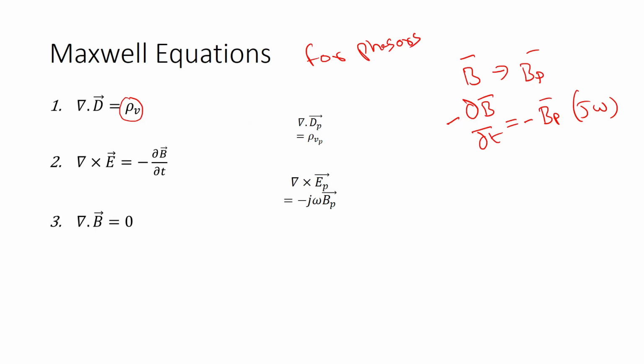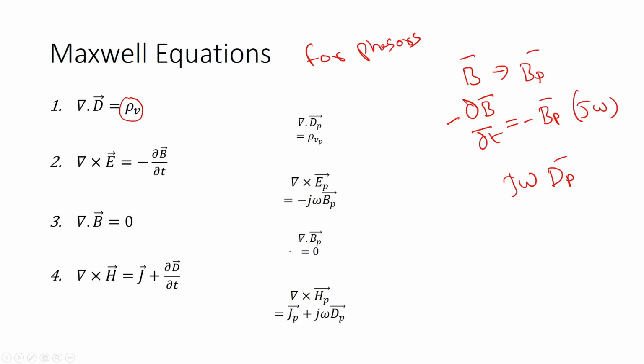Similarly, I have del dot B bar equal to 0. Now, if I write it in phasor form, then del dot Bp bar is equal to 0. Similarly, del cross H bar is equal to J bar plus dou D bar by dou t. Now, if I write it in phasor form, I would get that the phasor of this is Jp bar, but the phasor of this, similar to that of this, is j omega Dp bar. Therefore, del cross Hp bar would give me Jp bar plus j omega Dp bar.